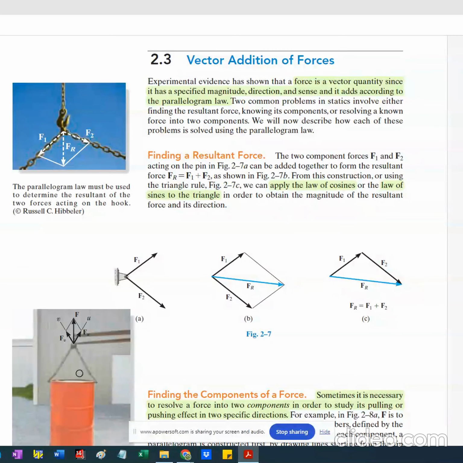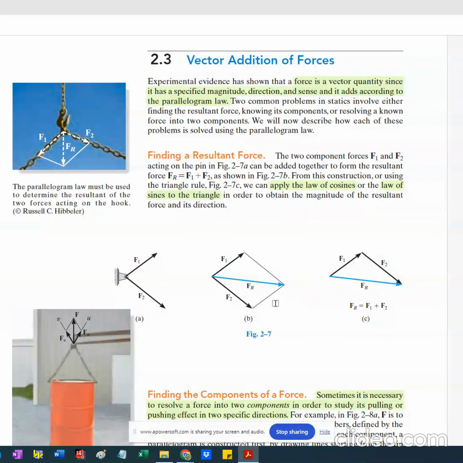So I know the resultant force. What are the two components over the direction of these? Could be ropes or likewise cables. So that's the matter of resolving force into components. Okay, so things that we've seen for vectors in general here apply to forces.